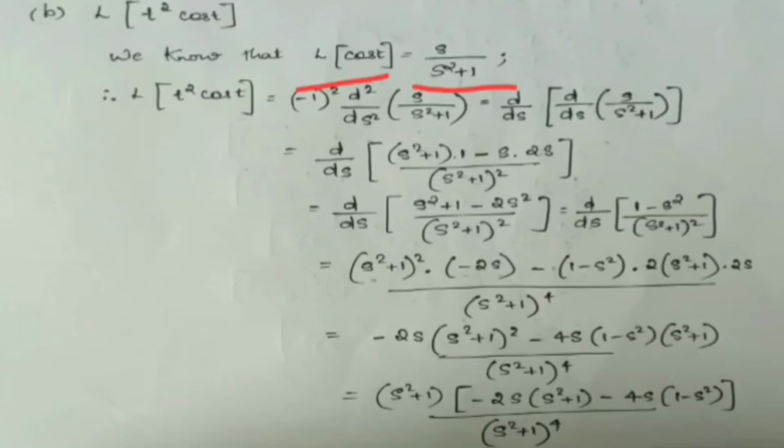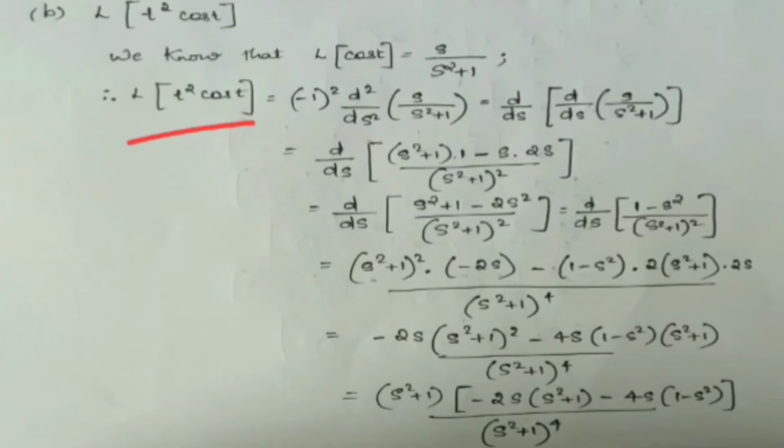We all know that. So Laplace of t square cos t is given by minus 1 raised to n. n is equal to 2, so minus 1 squared, d raised to n by ds raised to n. Since n is equal to 2, we have d square by ds square of s by s square plus 1. Minus 1 squared becomes plus 1, and we have rewritten d square by ds square as d by ds of d by ds of s by s square plus 1.